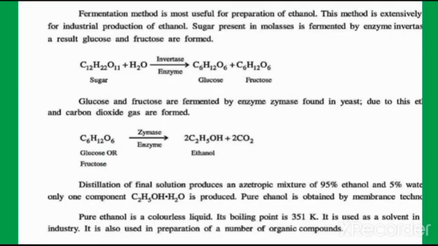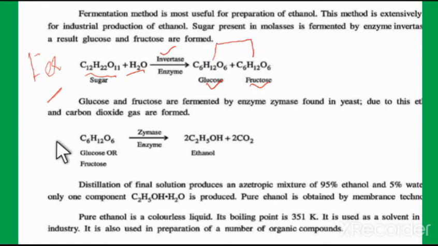Another method is the fermentation method. In this fermentation method, the sugar, that is C12H22O11, which is the molecular formula of sugar, undergoes hydrolysis in the presence of the invertase enzyme. It is an enzyme catalyzed reaction. In the presence of the invertase enzyme, 1 mole of glucose and 1 mole of fructose are obtained. Those have the same molecular formula, glucose and fructose.